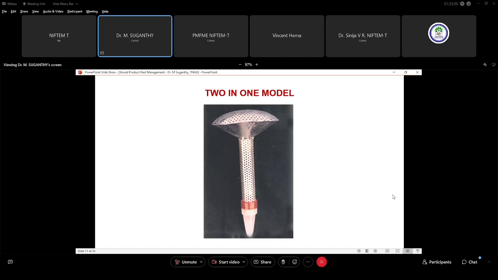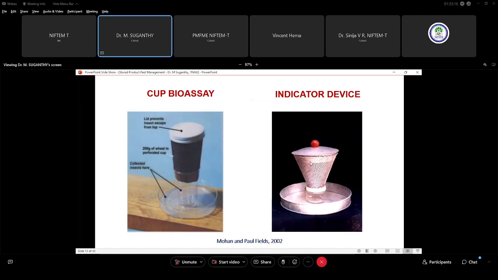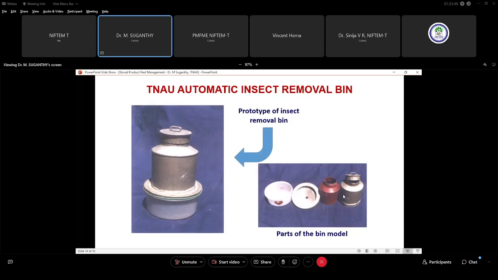This is to detect or monitor the presence of insects in the floor. The next one is the cup bioassay or indicator device. The one on the right side is an indicator device. You have to sun dry the seeds, clean them and store them. Before storage, we have to take a sample and place it in this device. When you see insect emergence, or insects trapped in the bottom cup or in the tray, you can conclude that the stored material is infested with pests. So it acts as an indicator device.